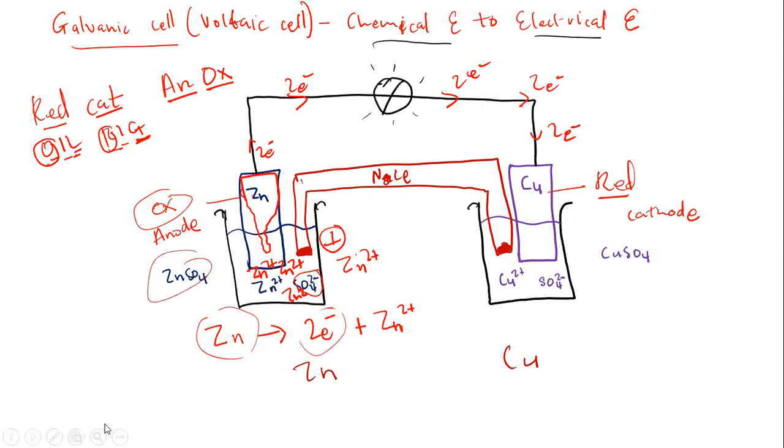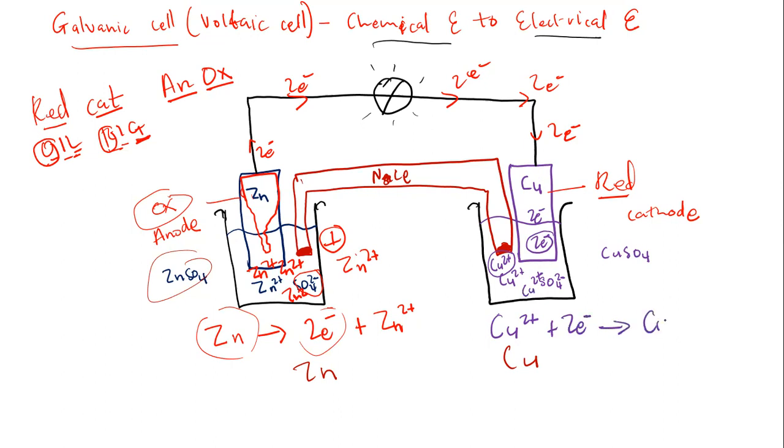Now, when these 2 electrons get into this electrode, remember in this solution, what is happening? We have copper 2 plus ions. When these electrons get in, these Cu2 plus ions in this solution will detect that copper has received 2 electrons. And therefore, these Cu2 plus ions will merge with 2 electrons. Meaning, Cu2 plus ions in aqueous state will merge with 2 electrons to give what?